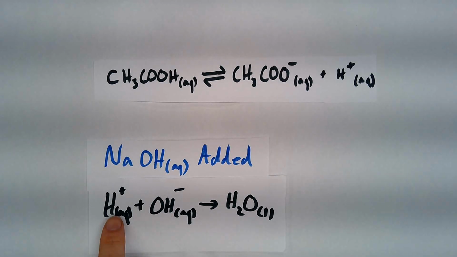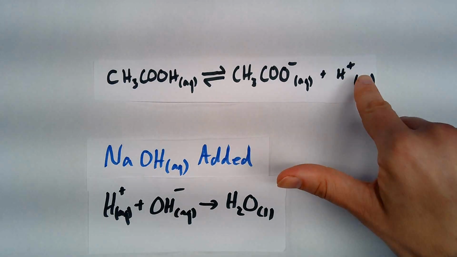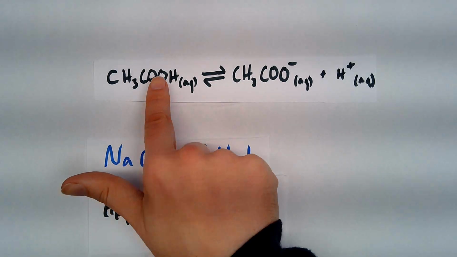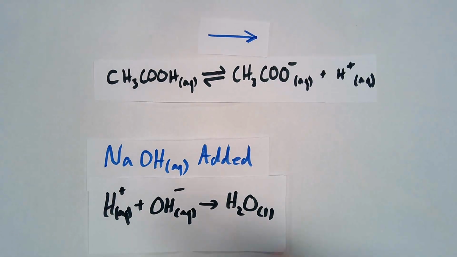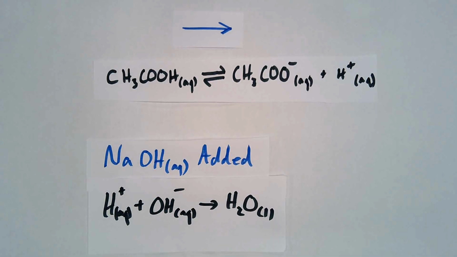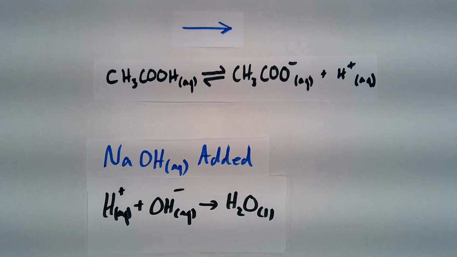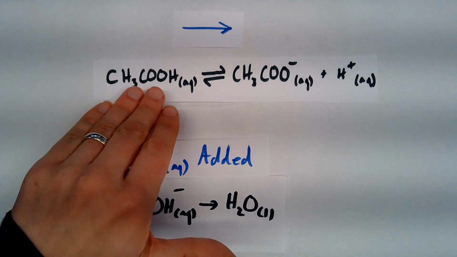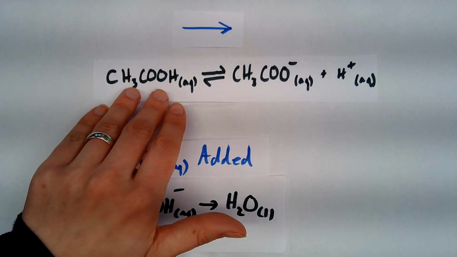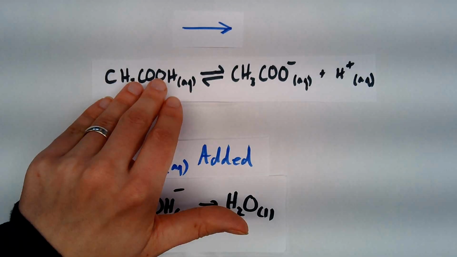Because we are using up the H plus, this equilibrium here, according to Le Chatelier's principle, is going to shift to counteract the change. So it's actually going to shift to the right in order to regenerate the H plus. So what that means is that as you add NaOH, even though you're adding an alkali to the acid, because there's a lot of this still left over, about 99% of the ethanoic acid solution is undissociated ethanoic acid.